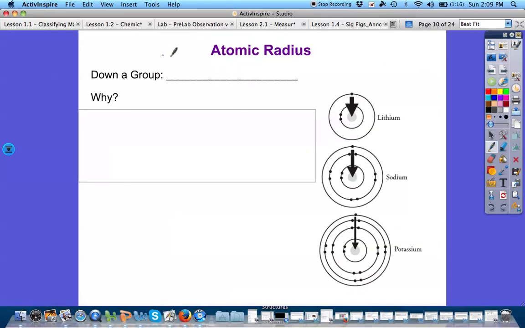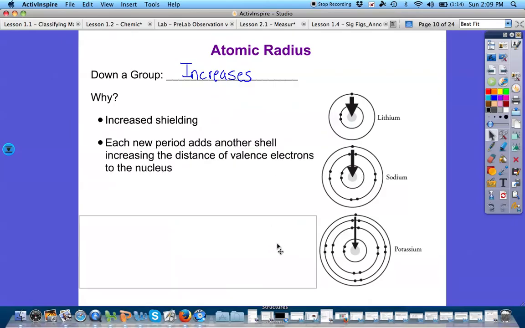As we go down a group, the atomic radius increases. If you look at group 1A on your periodic table, find lithium, and then below it sodium, and then below that is potassium. As you go down, each period adds another shell of electrons, so the overall size of our atom is increasing. So with atomic radius, we have increased shielding. Each new period adds another shell, which increases the distance from the valence electrons to the nucleus.